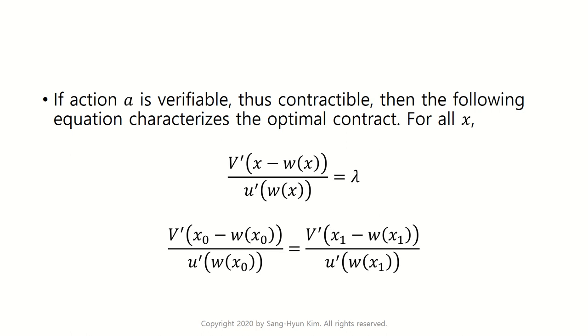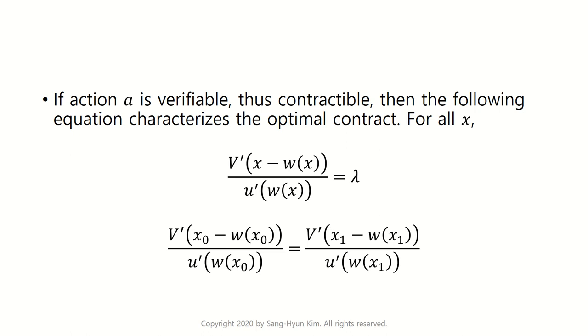If the action is verifiable, thus constructible, which means if we consider the full information benchmark case, then the following equation characterizes the optimal contract for all x. V prime over u prime must be lambda. Okay, so what does this mean? V prime is the marginal utility of the principal. U prime is the marginal utility of the agent. So the ratio of these two marginal utilities must be lambda.